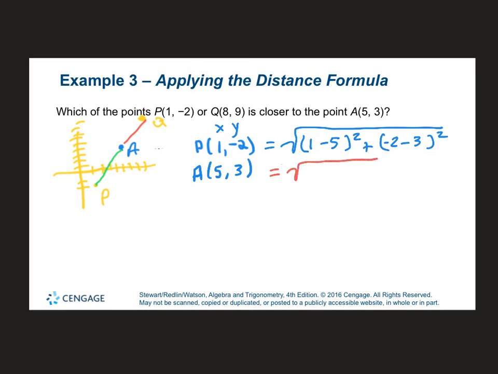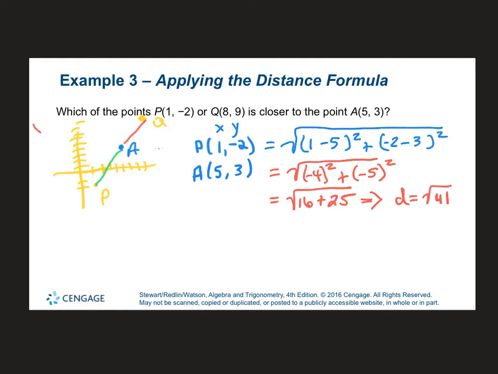If I have 1 minus 5, what does that give me? -4 squared. Plus 2 minus -3 gives me -5 squared. You guys with me? Yes or no? Yes. Okay. So as I simplify, -4 squared is 16, plus -5 squared is 25. And what does that equal? 16 plus 25. Yeah, so I have the square root of 41. All right, so the distance from P to A is the square root of 41.